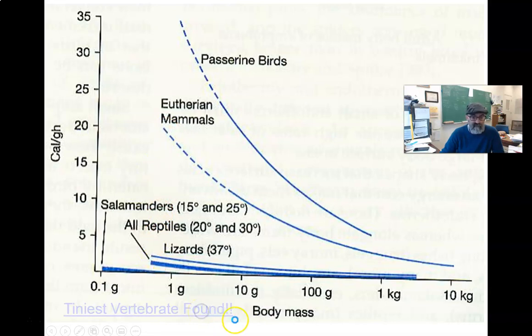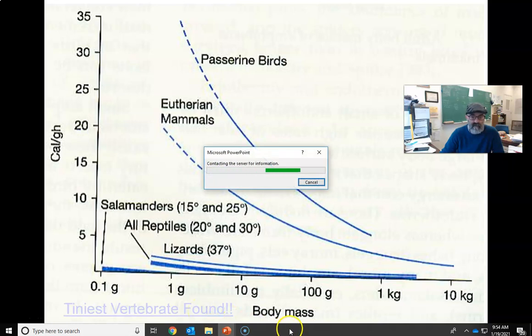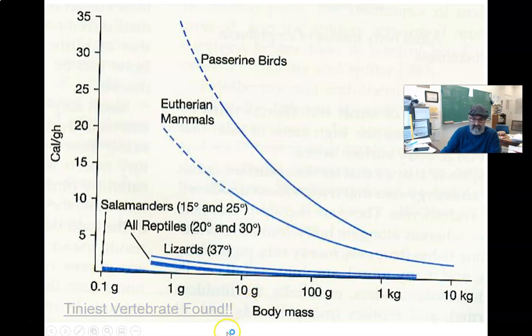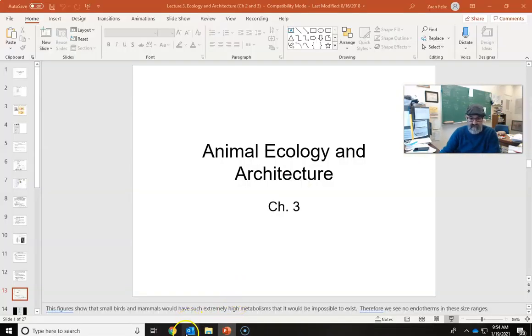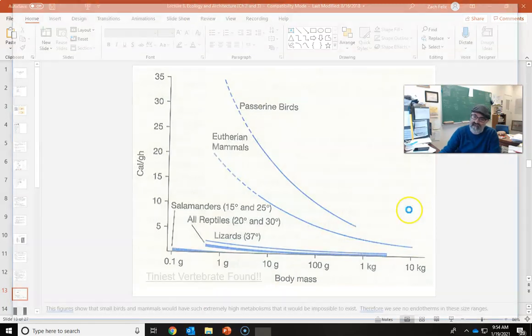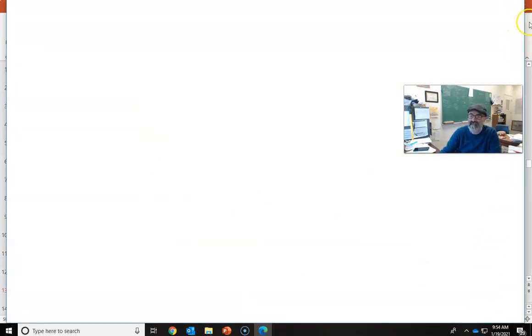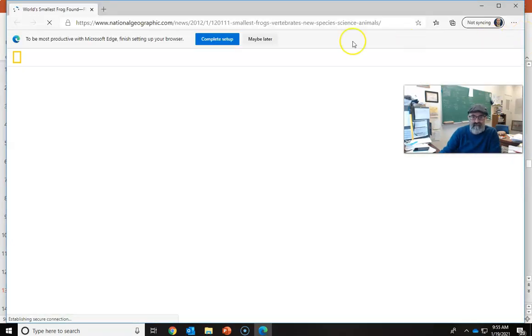Always, right? We'll follow the link here. Maybe it'll work. Keep your fingers crossed. What do you suppose the tiniest vertebrate is going to be? Is it going to be an amphibian, a reptile, a mammal, or a bird? Well, yeah. Let's see real quick. Oh, forget it. I hate these computers. It's pulling it up.